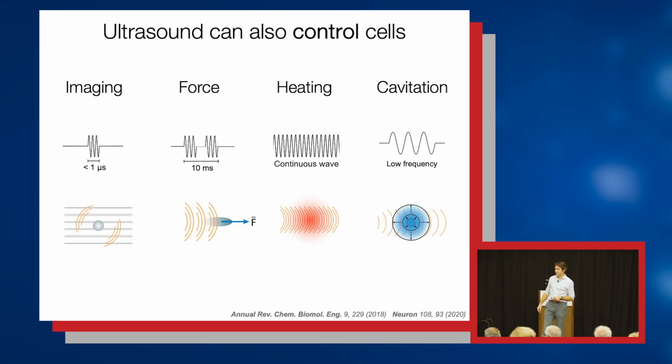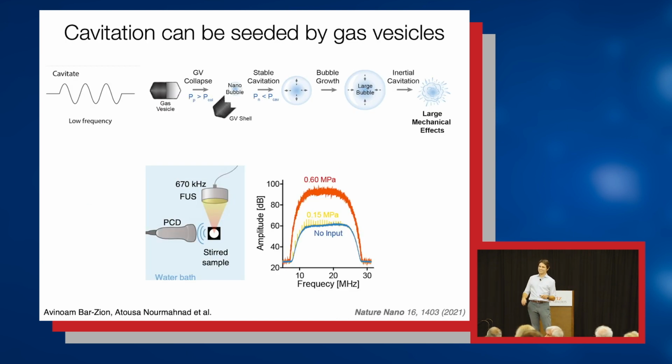So what's better than moving cells around? Well, it's blowing them up. And so that's where cavitation comes in. And with cavitation, the idea is that you have several cycles of ultrasound that will interact with the bubble. Now, gas vesicles are not a bubble. Don't call them a bubble. They're a protein-shelled nanostructure filled with air. But we can turn them into a bubble.